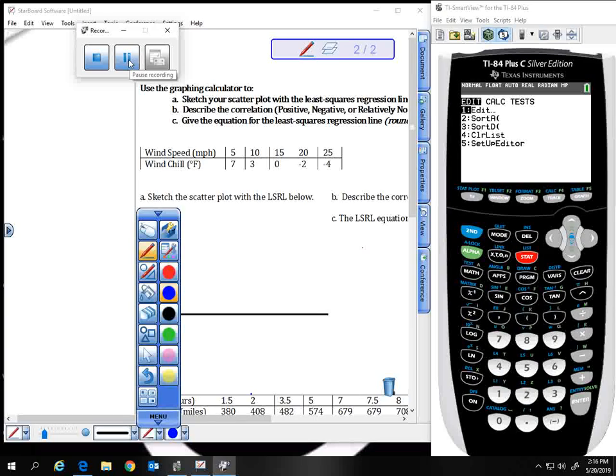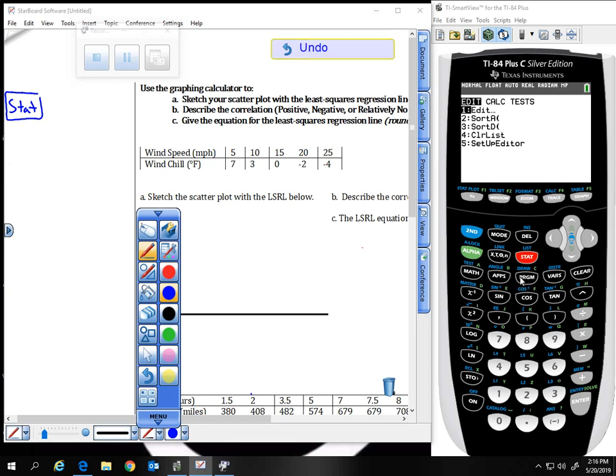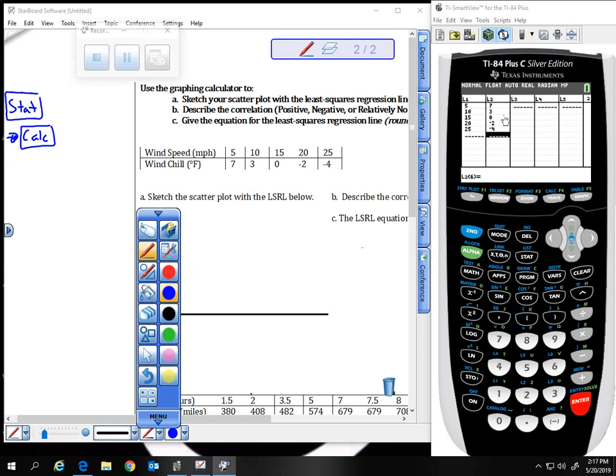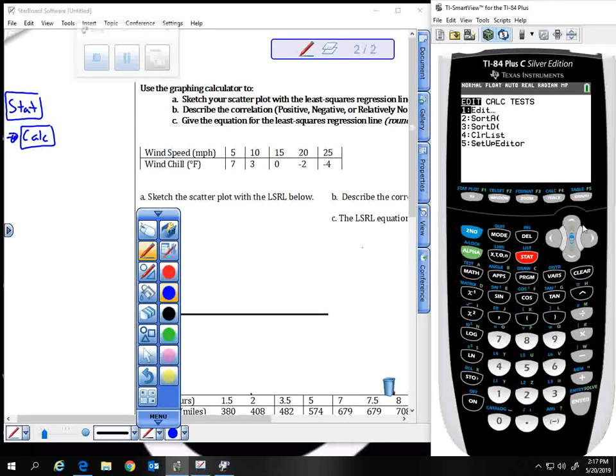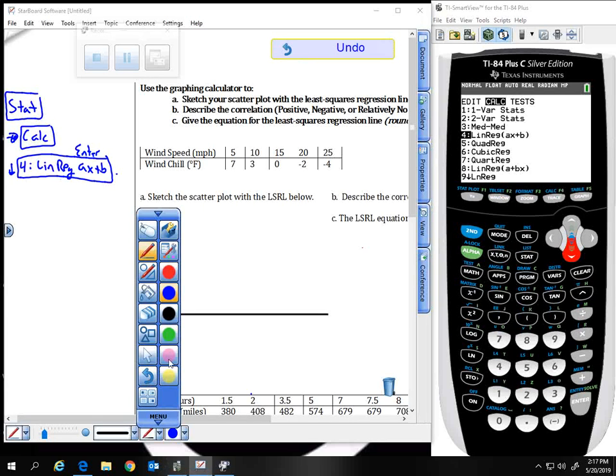Alright, so what we're going to have is wind speed and the wind chill factor. So first of all, let us go to stat, and then we're going to enter in our information. As you see, I have the information entered in from this table. Then we're going to go to stat again, scroll over to calc, and scroll down to linear regression and hit enter.